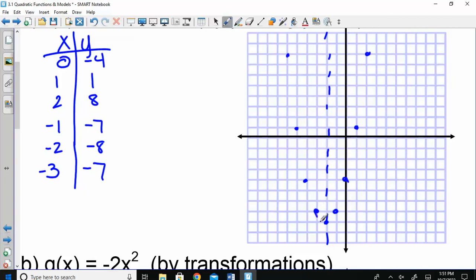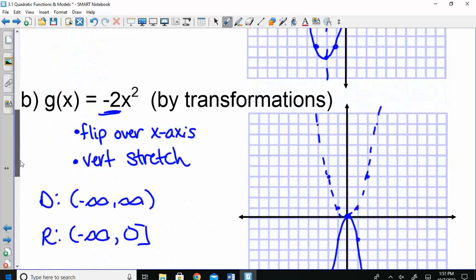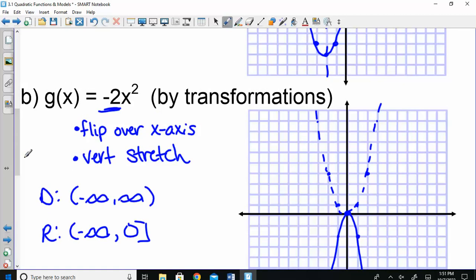But this way is kind of inefficient because I just had to keep picking points until what happened? Yeah, until I found the vertex and my parabola changed direction. And is there any rule that says the vertex has to be at a nice integer value? No, my vertex could have been at negative 7/8, and it would take me quite a while to find that. So we do not want to have to rely on just plotting points to graph these things. We would much prefer that they are written in vertex form so we can use transformations.